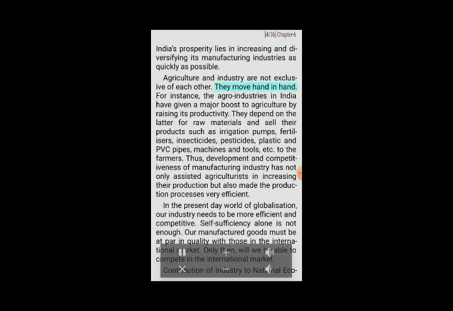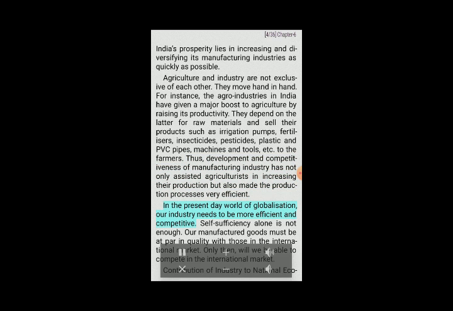Agriculture and industry are not exclusive of each other. They move hand in hand. For instance, the agro industries in India have given a major boost to agriculture by raising its productivity. They depend on the latter for raw materials and sell their products such as irrigation pumps, fertilizers, insecticides, pesticides, plastic and PVC pipes, machines and tools, etc. to the farmers. Thus, development and competitiveness of manufacturing industry has not only assisted agriculturists in increasing their production but also made the production processes very efficient.